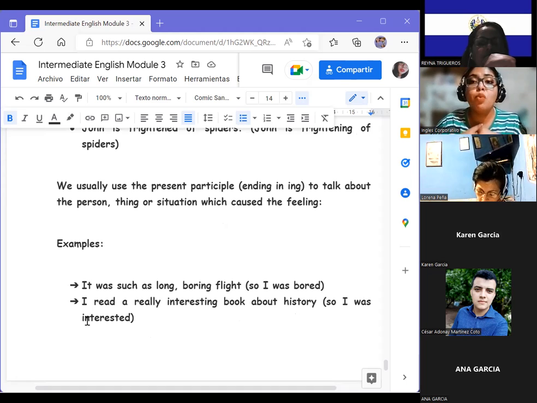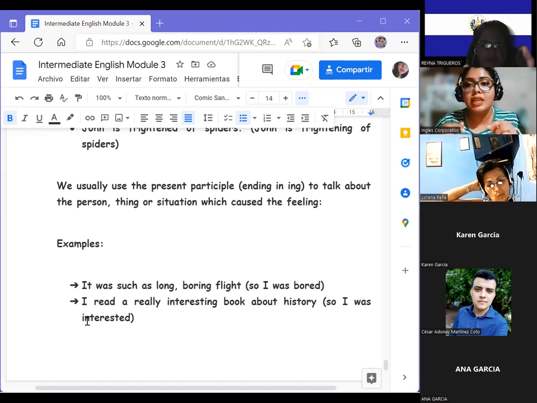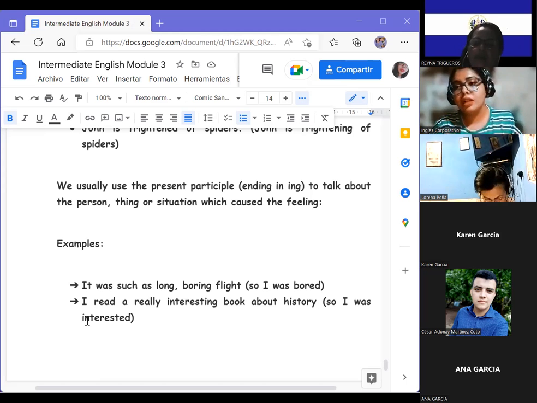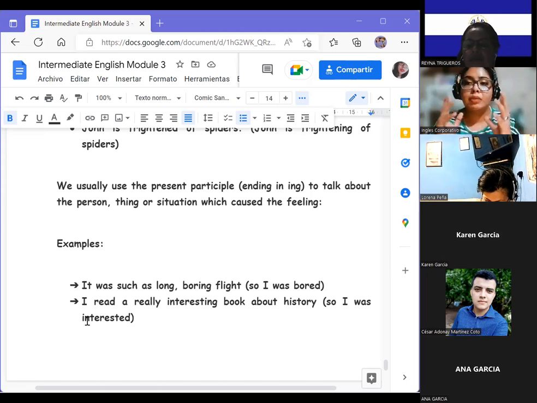Yo leí un libro que era muy interesante acerca de la historia, o acerca de historia, y por eso yo me interesé. Leí un libro interesante sobre historia y yo me sentí interesada. So in that case, the book is the thing that made me feel interested. So in that case, when we are talking about the situation, the person, or the thing that caused the feeling, I am going to use the present participle or the ing form of the verb.